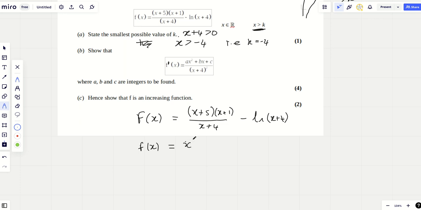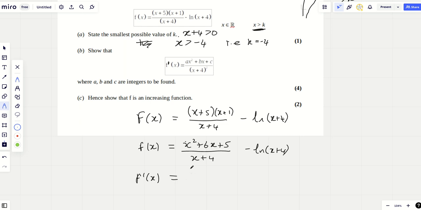It just seems slightly easier to differentiate if I do this: x squared plus 6x plus 5 over x plus 4. And I'm going to need the quotient rule for this, no question about it. So f dash of x, quotient rule.